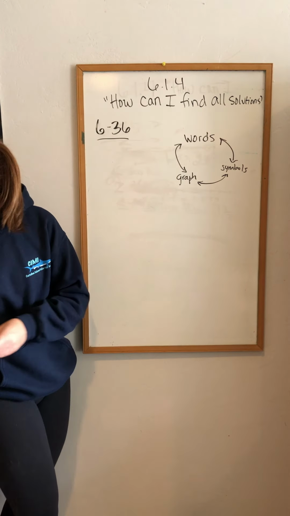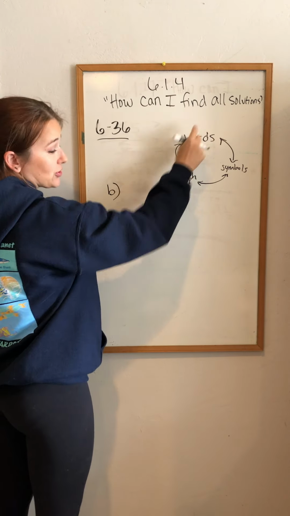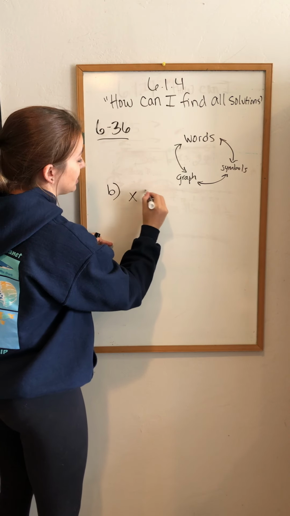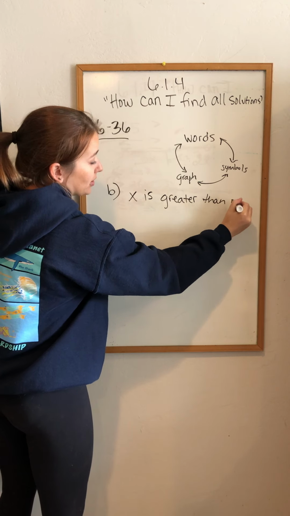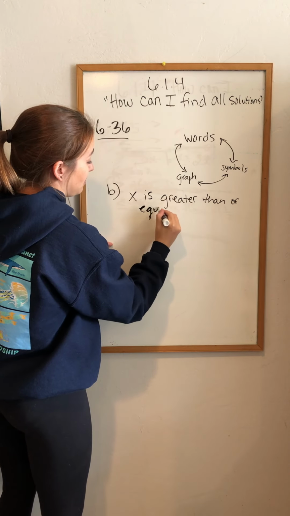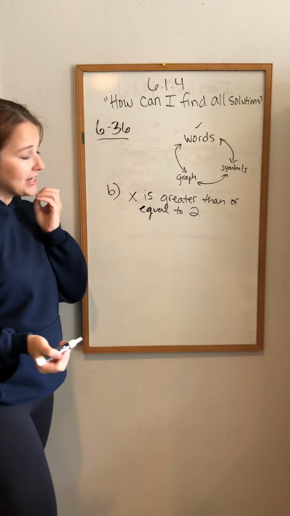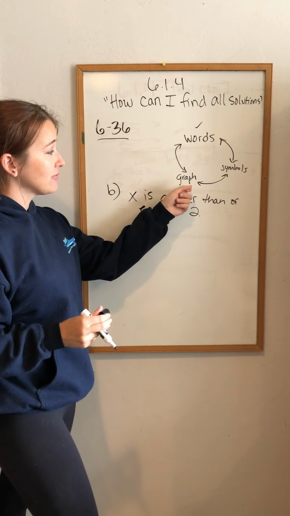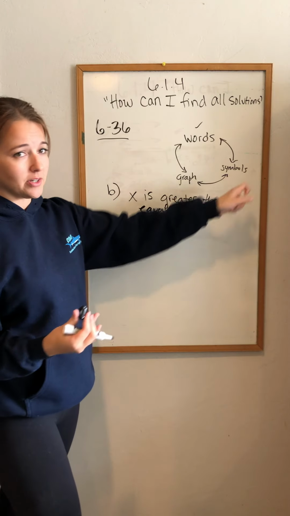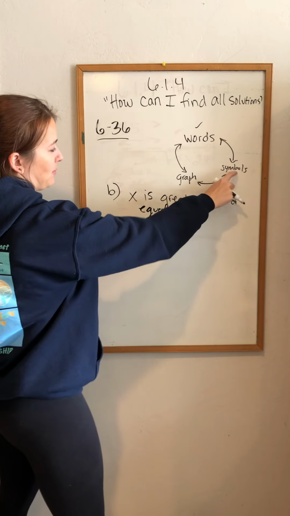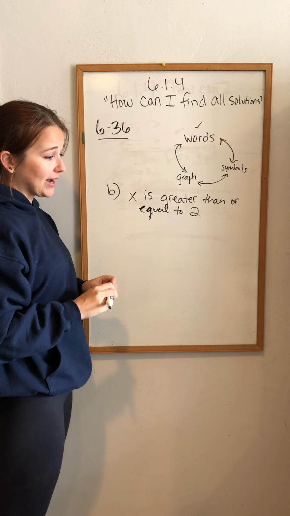Okay. B says, B gives us the words first. So they give us these words: x is greater than or equal to 2. Okay, so it gave us the words, check. Now the last two things we need to do is draw a graph and write it as symbols, which just kind of means you write it with variables and numbers. So let's write it with symbols first. You can do it right now if you want to pause it and try it out. But I'm going to get right into it.